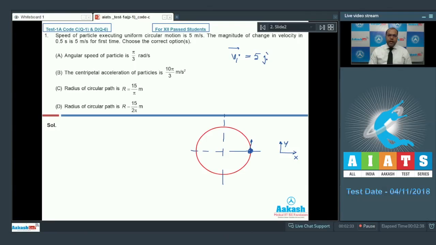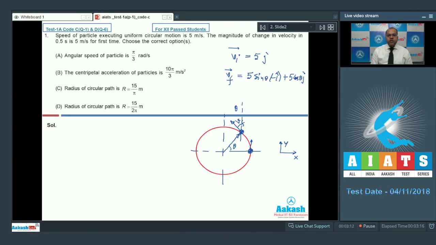So let at any time t, the particle has reached this position and the position vector makes an angle theta with the x-axis. At that instant, if the velocity of the particle is in this direction, then the final velocity at this position can be written as 5 into minus sine theta i cap plus 5 into cos theta j cap.